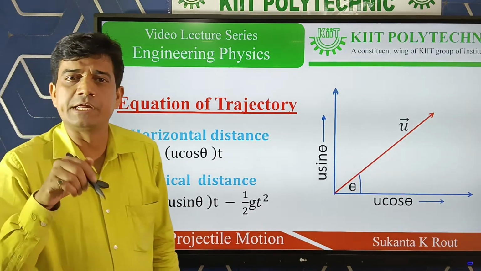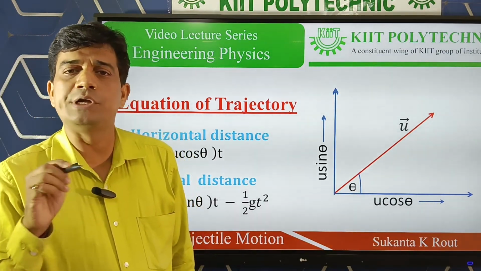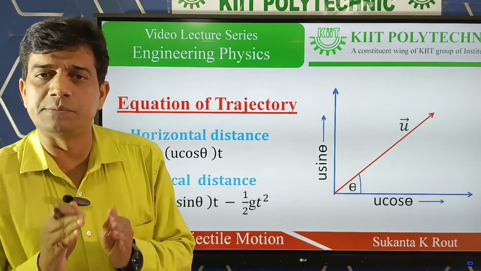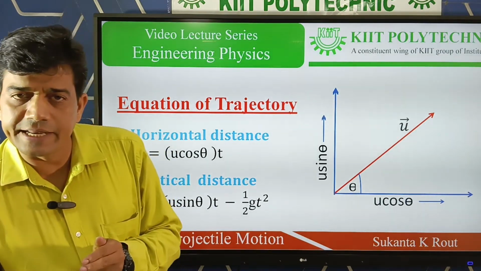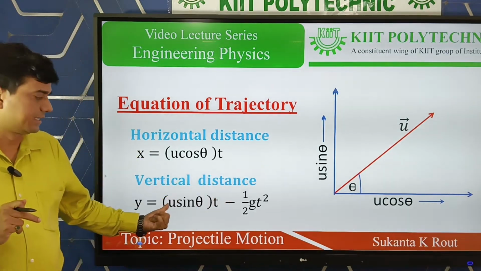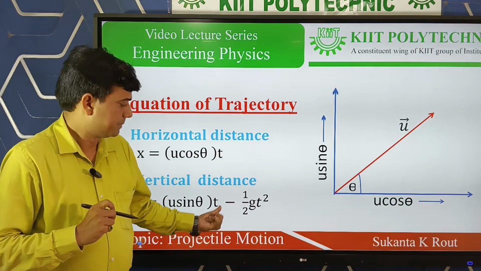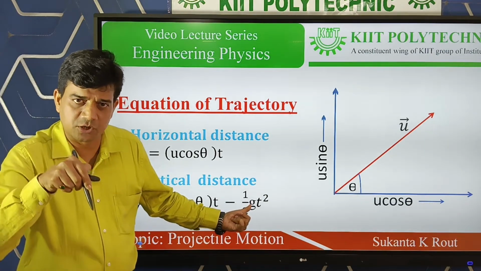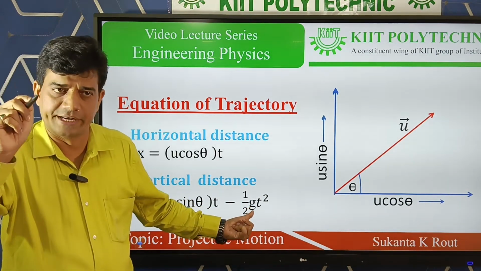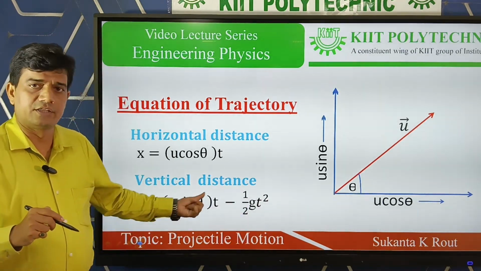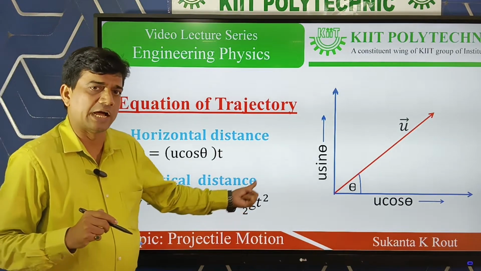You know one equation of motion, s equal to ut plus half at square. If you apply that equation s equal to ut plus half at square in the vertical direction, then the equation will be y equal to u sin theta into t plus half of minus g, because g acts in the vertically downward direction, into t square. That's why the equation will be y equal to u sin theta into t minus half g t square.